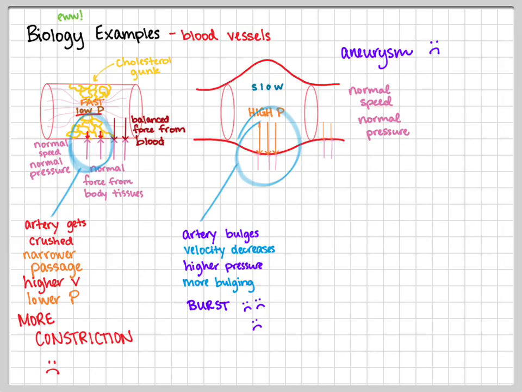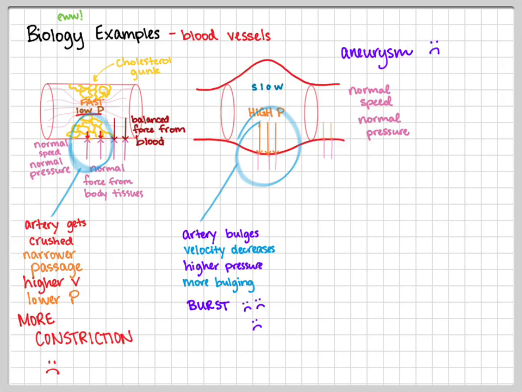So you're going to get a bigger bulge. And with the bigger bulge, you're going to get a slower velocity. With a slower velocity, you're going to get a higher pressure. With the higher pressure, you're going to get more bulging until you have this aneurysm burst, which is really, really bad. It's very scary. I don't want to think about it. Biology, not for me.